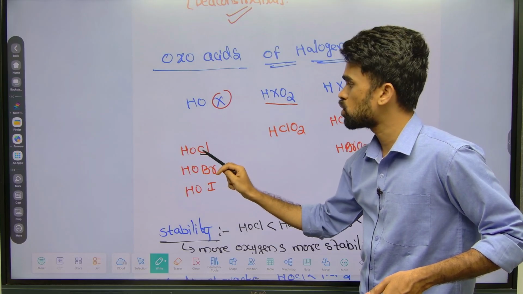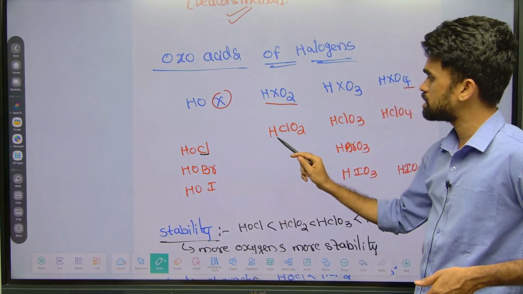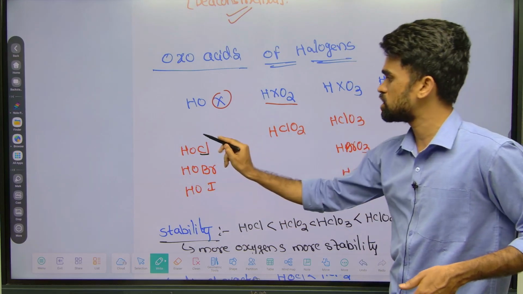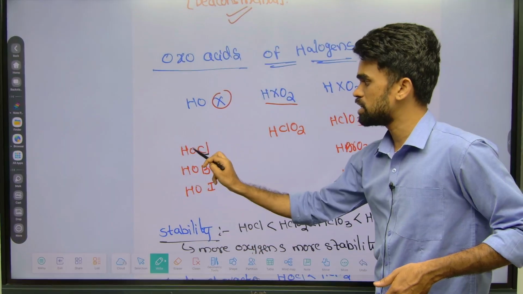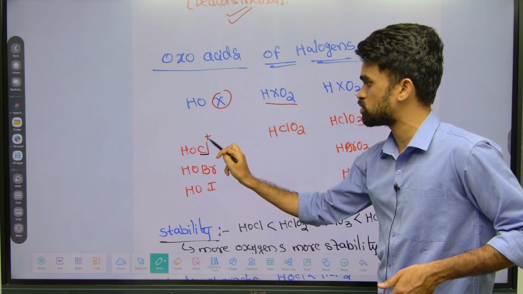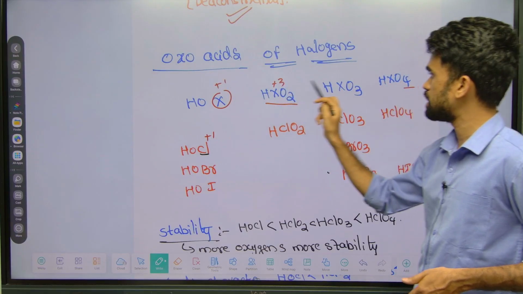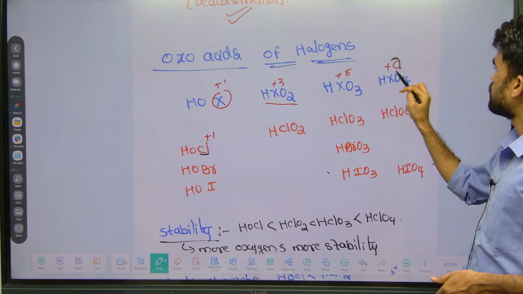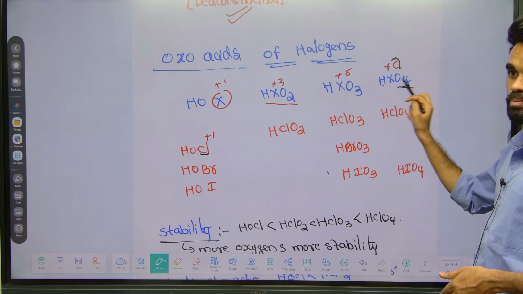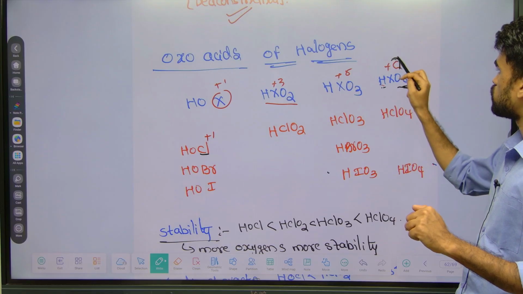Okay, hypochlorous acid. What is this? Hypochlorous acid. So here you can see HClO2. What is the oxidation state of chlorine in this case? Because oxygen is more electronegative, so it should be +1. Here in this case it is +3. Here it is +1, +3, here +5, +7. It means +7 is for halogen.